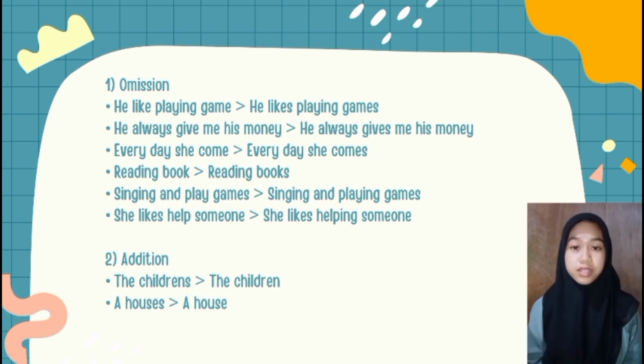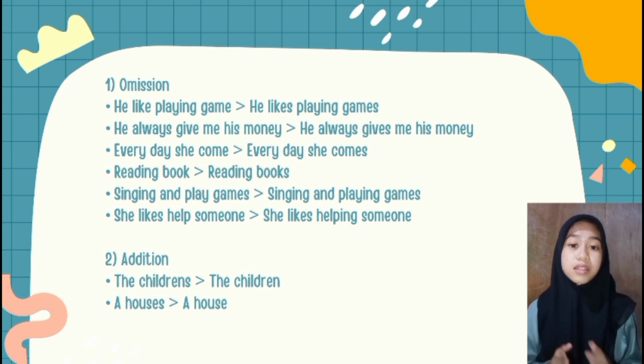Next is addition. If omission means something is missing, addition means something unnecessary is added. For example, "the childrens" becomes "the children." Because children is already a plural form, it does not need an additional s. Next, "a houses" becomes "a house." Because the article a is used for singular nouns, the noun should also be singular. So, in addition errors, there is an unnecessary grammar element in the sentence.